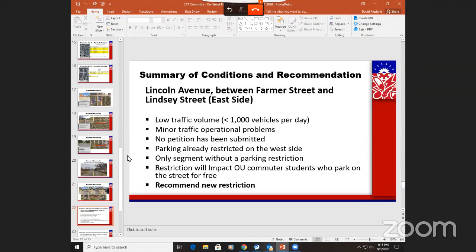So, summary of the conditions and the recommendations. Lincoln Avenue between Farmer and NC Street, pretty low traffic volumes, less than 1,000 vehicles per day. Minor traffic operational problems. There was, again, no petition, but parking is already restricted on the west side of the street. It's the only segment of Lincoln Avenue that doesn't currently have a parking restriction on it. And the restriction would impact OU commuter students who park on the street for free. Staff recommends the new restriction.